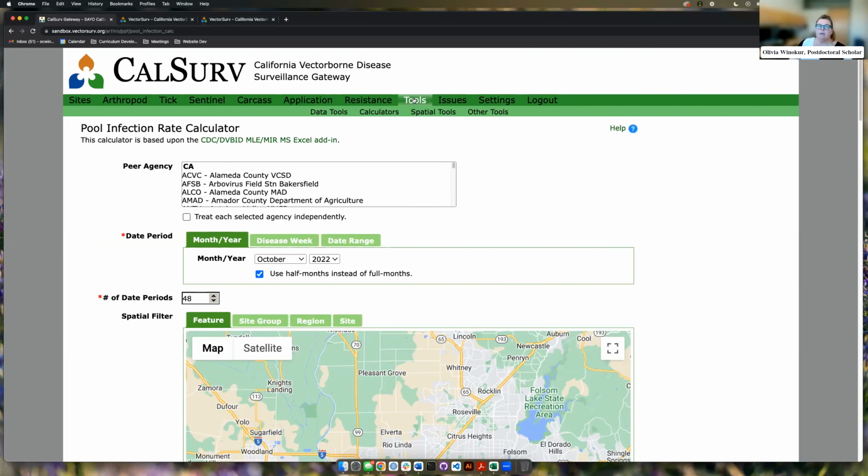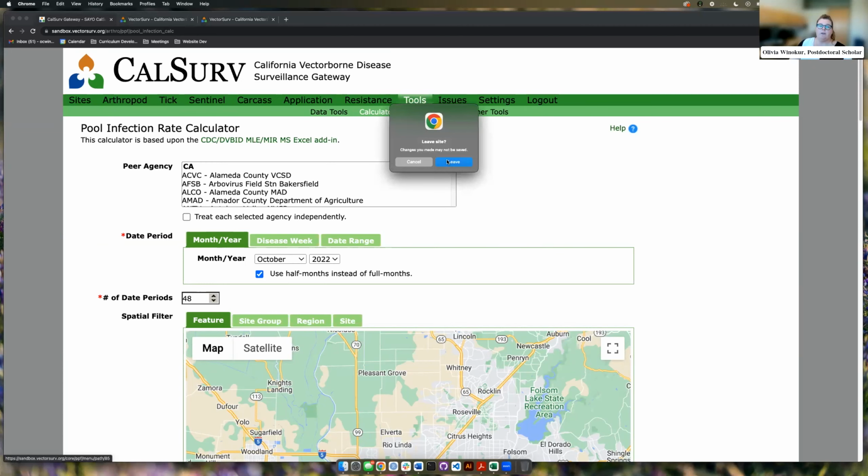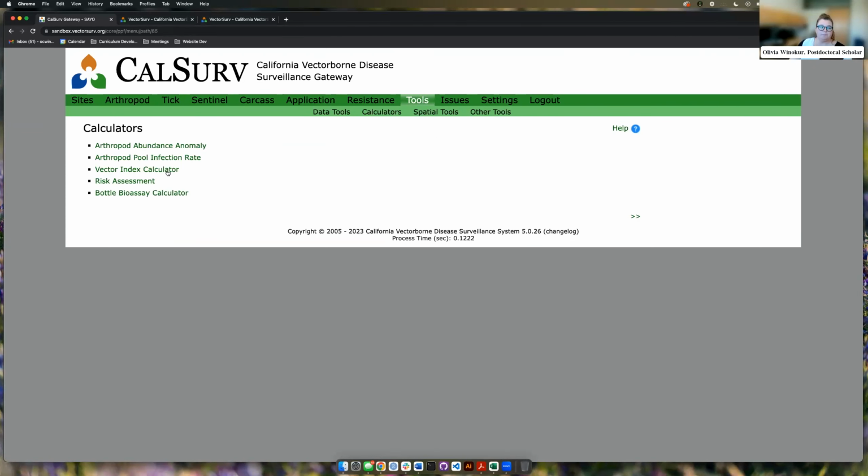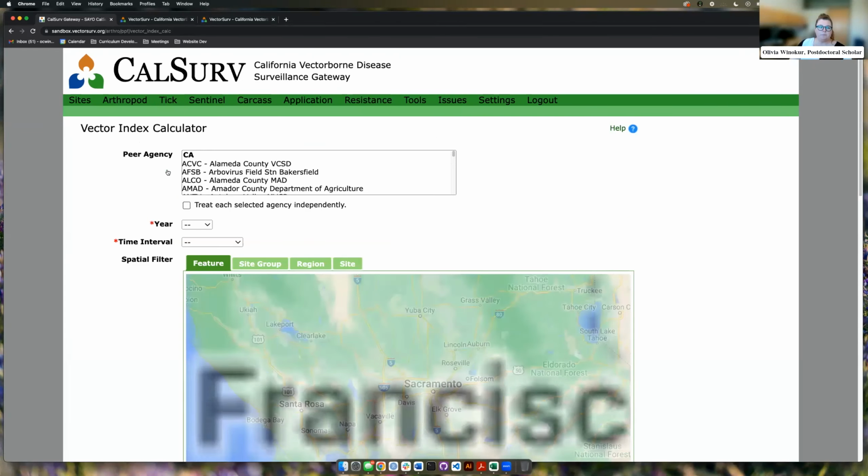Our next calculator brings these two first calculators together. And so that is our vector index calculator. And again, if we're unsure what vector index exactly is, go to the website.